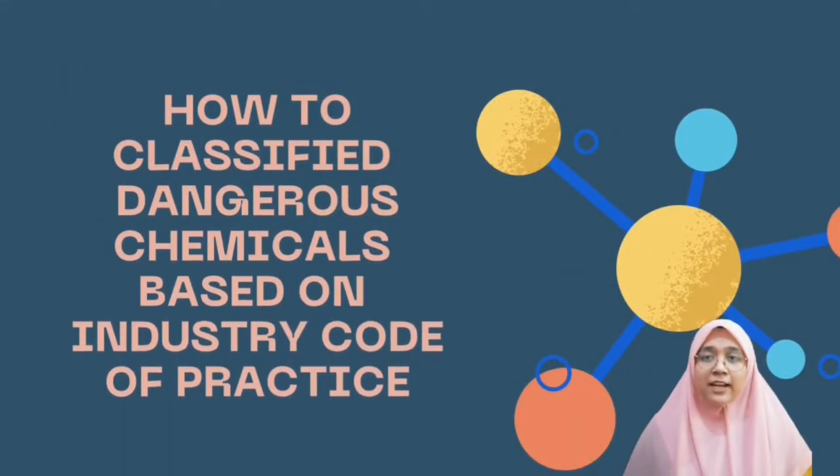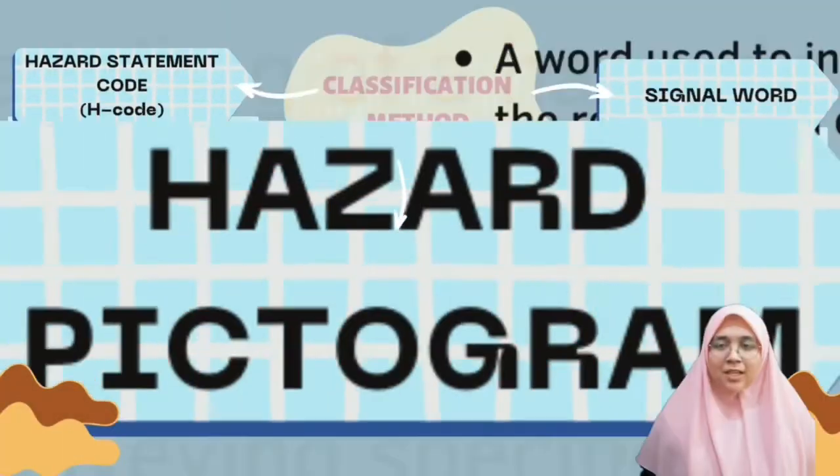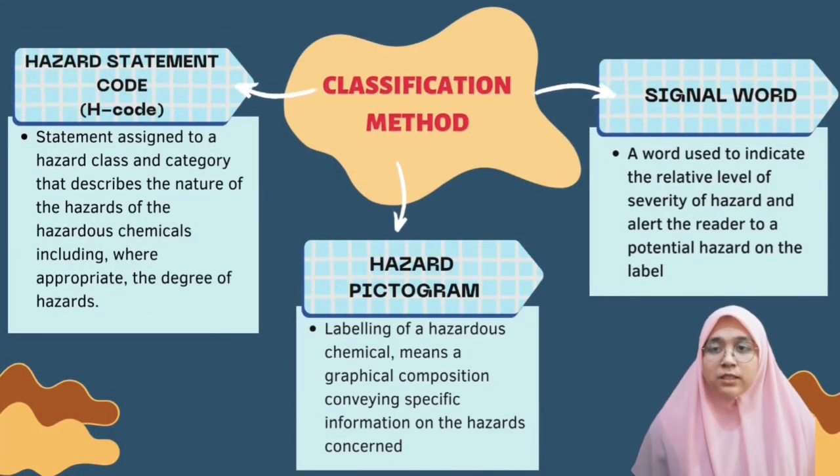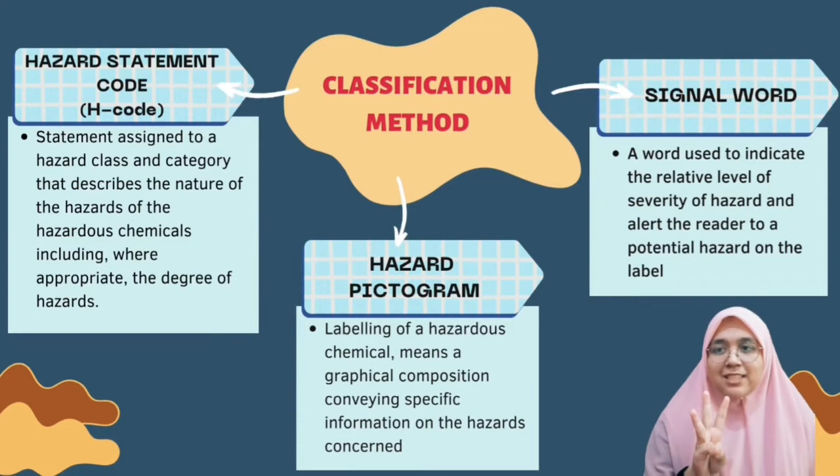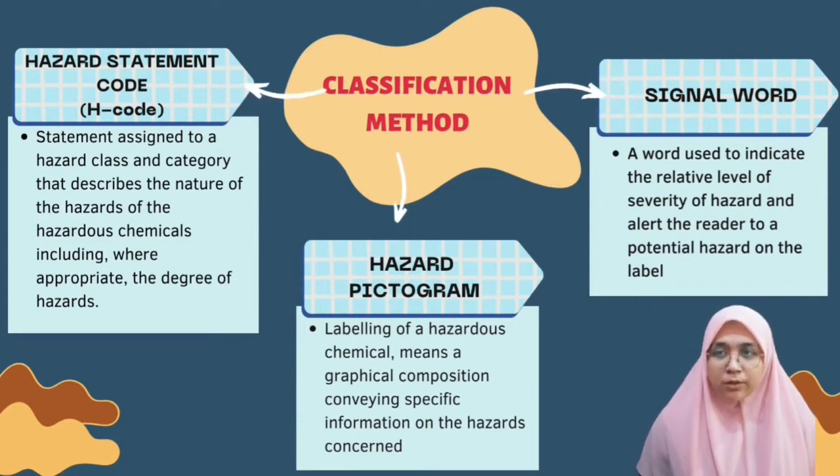How to classify dangerous chemicals based on the Industry Code of Practice. Basically, classified chemicals are based on 3 things: Hazard Statement Code or H code, Hazard Pictogram, and lastly, Signal word. A hazard statement code or H code is a statement assigned to a hazard class and category that describes the nature of the hazards of the hazardous chemicals, including where appropriate the degree of hazards.